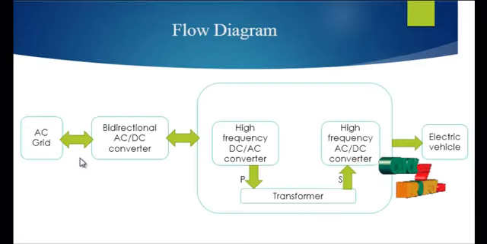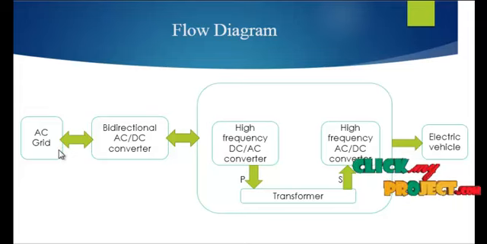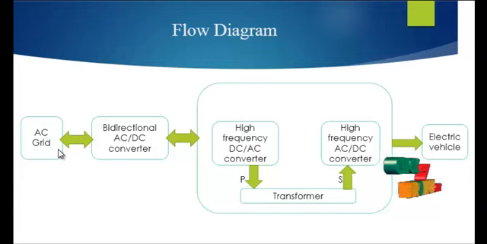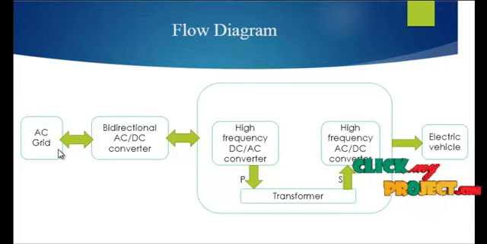This is the flow diagram of our product. First we can see the AC grid. The AC grid is an interconnected network delivering electricity from producers to consumers. It consists of generating stations to produce the electric power, high voltage transmission lines that carry the power from distant sources to demand centers, and distribution lines that connect the individual customers.